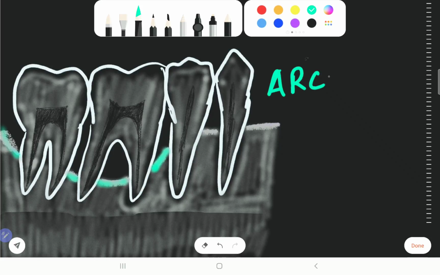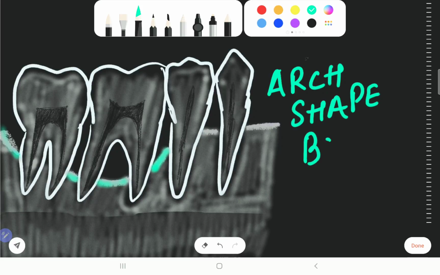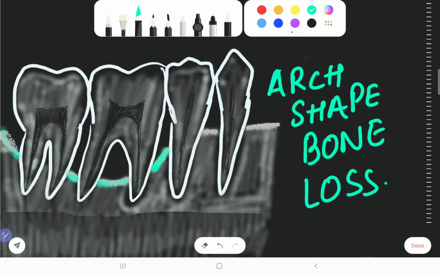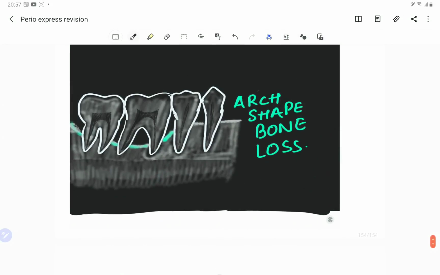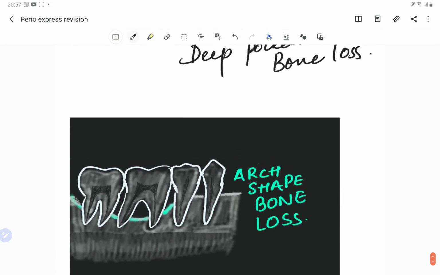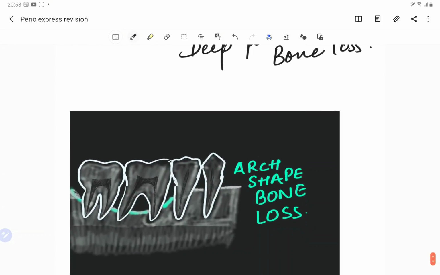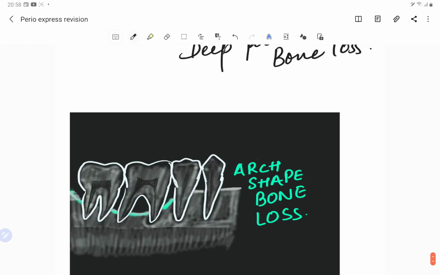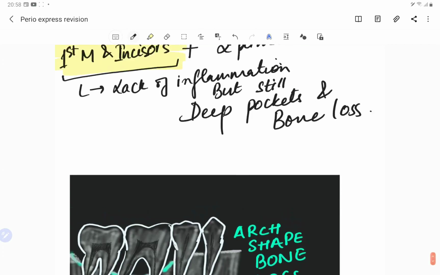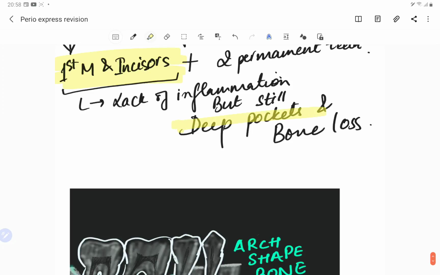So arc shape bone loss is a typical feature of the localized aggressive periodontitis. So we see the arc shape bone loss at the posterior area from the distal part of the second premolar to the mesial part of the second molar. So guys, first of all we have studied that there is a deep pocket, there is a bone loss. Since this is aggressive disease, there is a rapid, destructive bone loss, right?